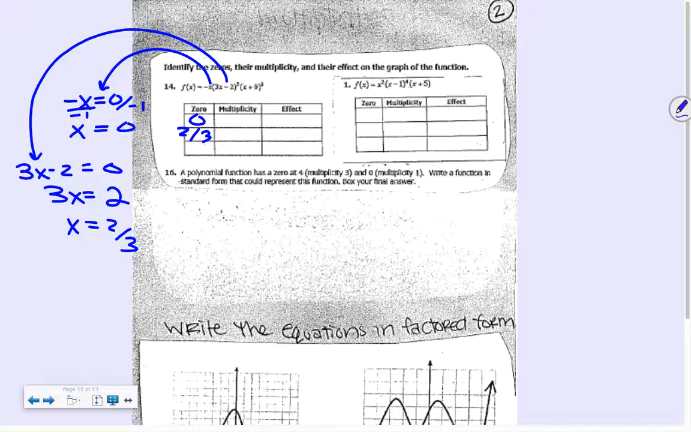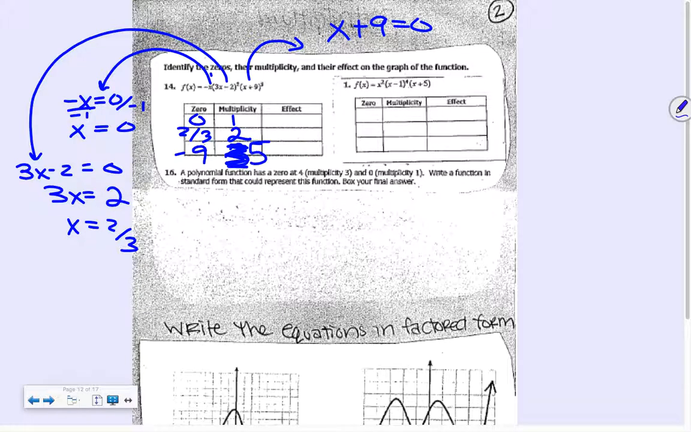And what about the last one? I can hardly read it. Is that an x plus 9? Yeah. Okay. When is x plus 9 0? That's an easy one. When x is what? Negative 9. Okay. The question becomes, what's the multiplicity? Well, you just look at the exponent. This is negative x to the what? 1. First. 3x minus 2 to the second. X plus 9 to the third. Oh, that's a 5. Is that a 5? Okay. 5.